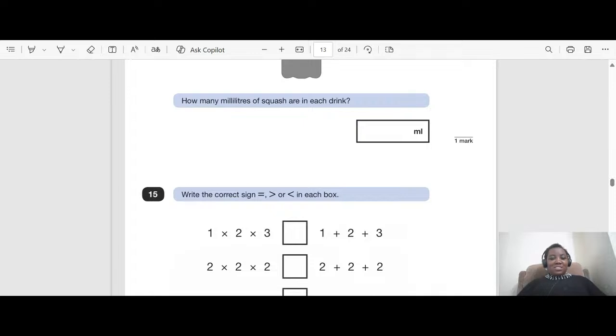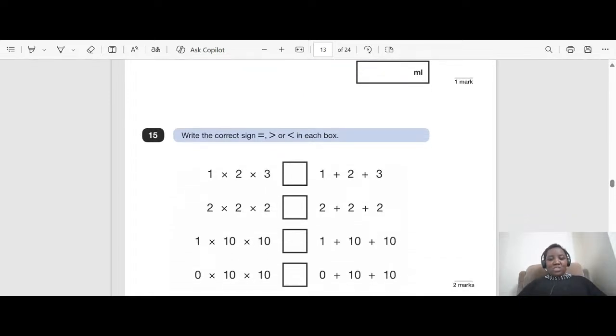Question number 15. Write the correct sign: equal to, greater than, less than in each box. So we have two different expressions. We need to know if they are equal to each other, if the one on the left is less than or greater than. So let's go. 1 times 2 times 3 gives me 6. And then 1 plus 2 plus 3 also gives me 6 as well. So the sign in here is going to be equal to.